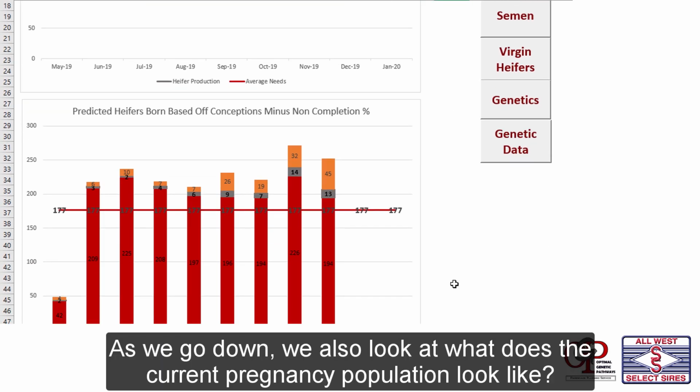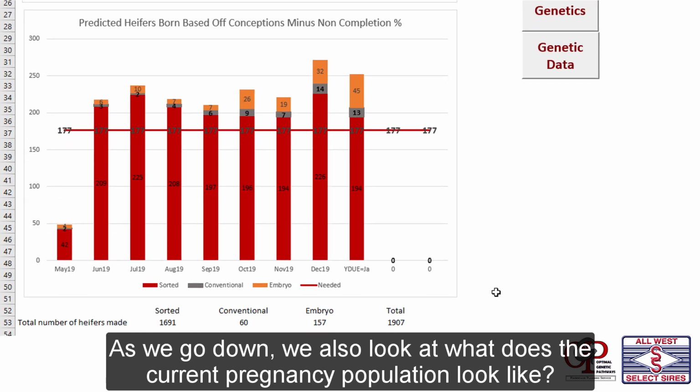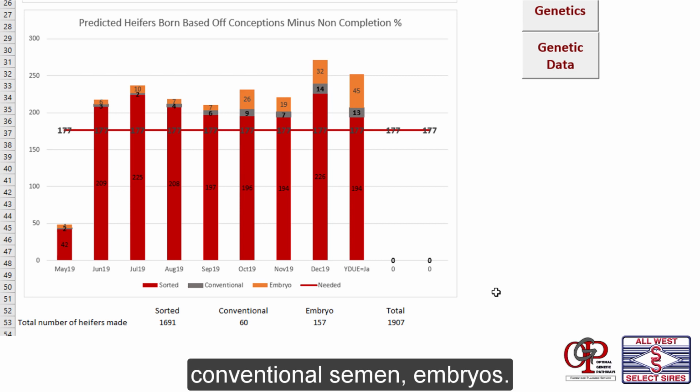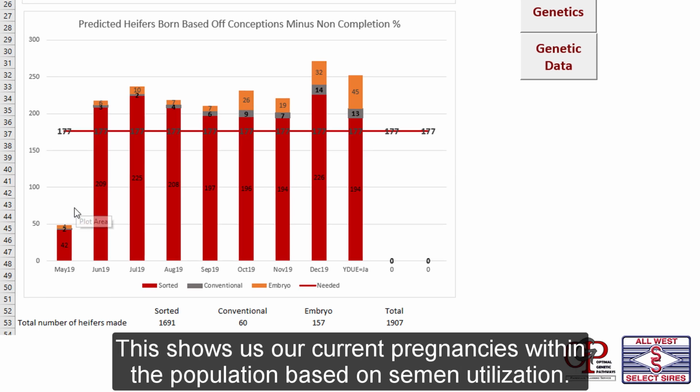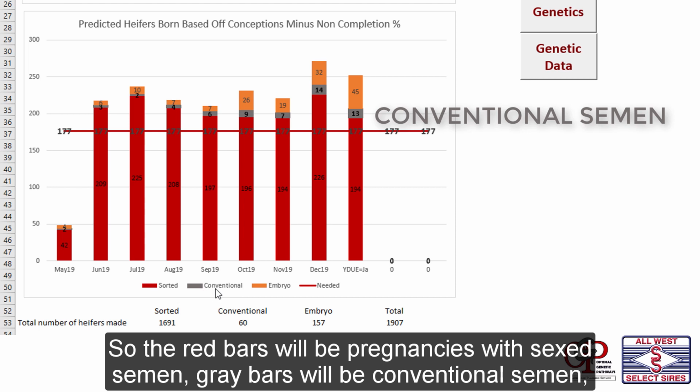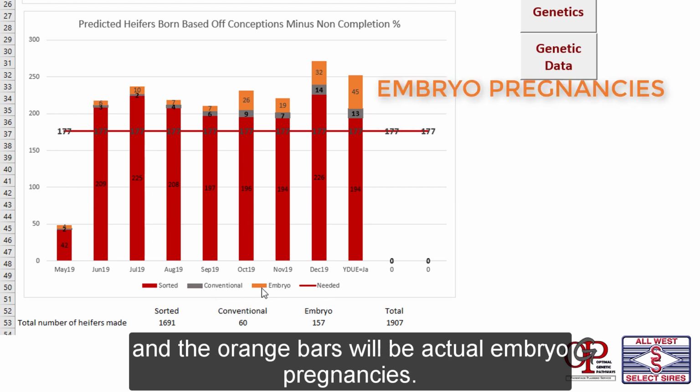As we go down, we also look at what the current pregnancy population looks like. Not just number of pregnancies, but broken down based off of sex semen, conventional semen, embryos. This shows us our current pregnancies within the population based on semen utilization. So the red bars will be pregnancies with sex semen, gray bars will be conventional semen, and the orange bars will be actual embryo pregnancies.